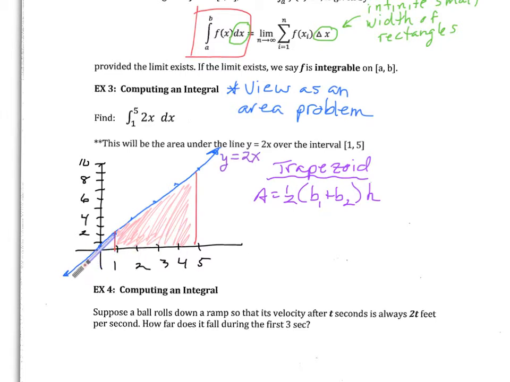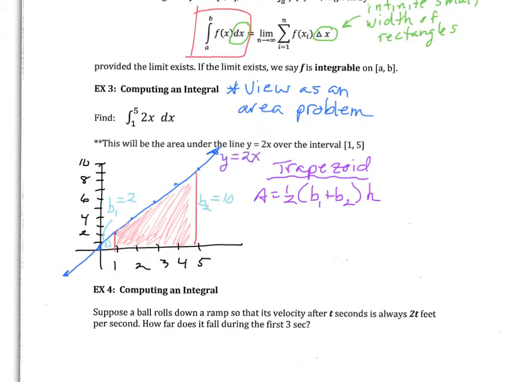What is the distance from here to here? So in other words, at an x value of 1, what's the height? Don't you plug it into the function? What's 2 times 1? 2. So the height from here to here must be 2. The height is always the y value. So that's b sub 1 is equal to 2. What about b sub 2, this base right there? Yeah, plug 5 into the function, so 5 times 2 is 10. So b sub 2 is equal to 10.